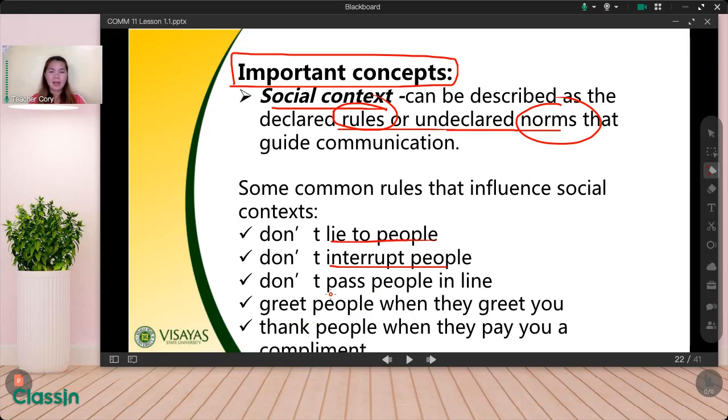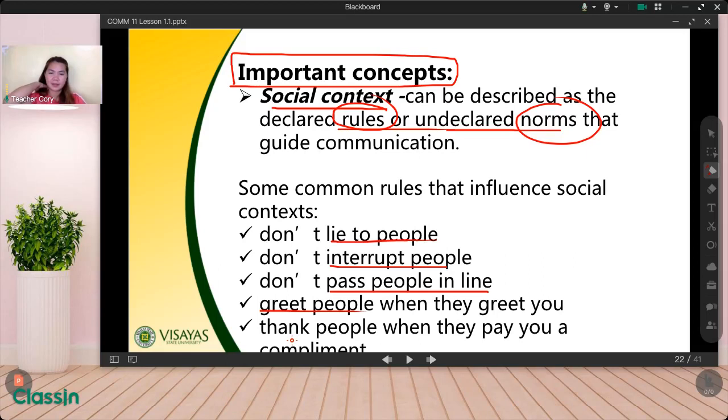Don't pass people in line, because you have to wait for your turn. Greet people when they greet you. That's why many people will be labeled suplado, because they don't respond when people greet them.